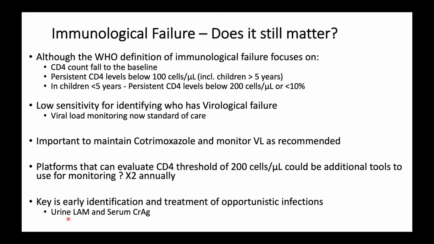As has been highlighted by the previous presenters, the urine LAM and serum cryptococcal antigen become the natural steps to follow once individuals have been shown to have a CD4 threshold of less than 200. And so in treatment programs, just to summarize, it's important to remember that there will be individuals whose CD4 responses will be variable, and it's important to keep an eye out for those who especially have suboptimal CD4 responses. Thank you very much.